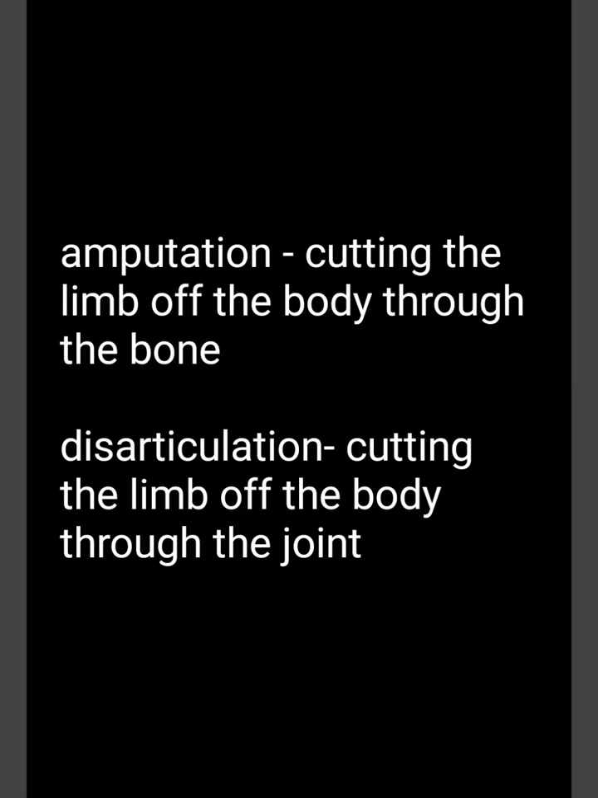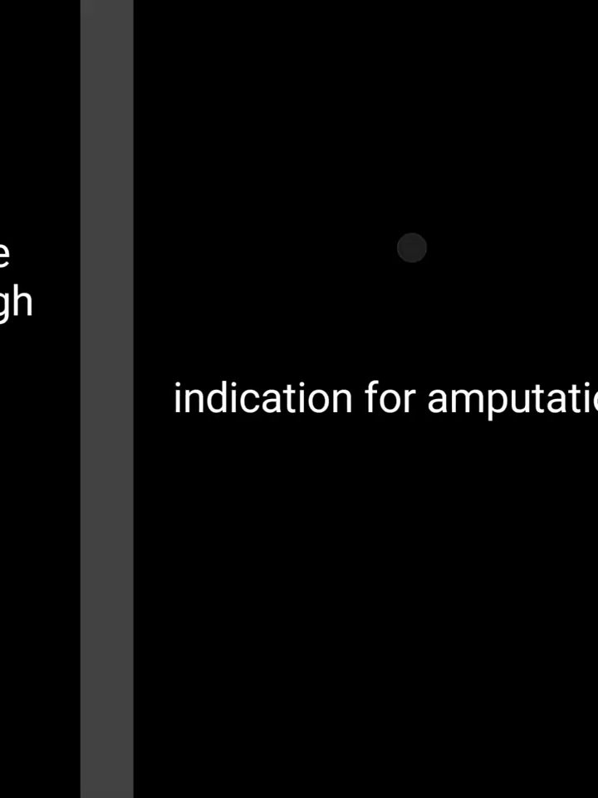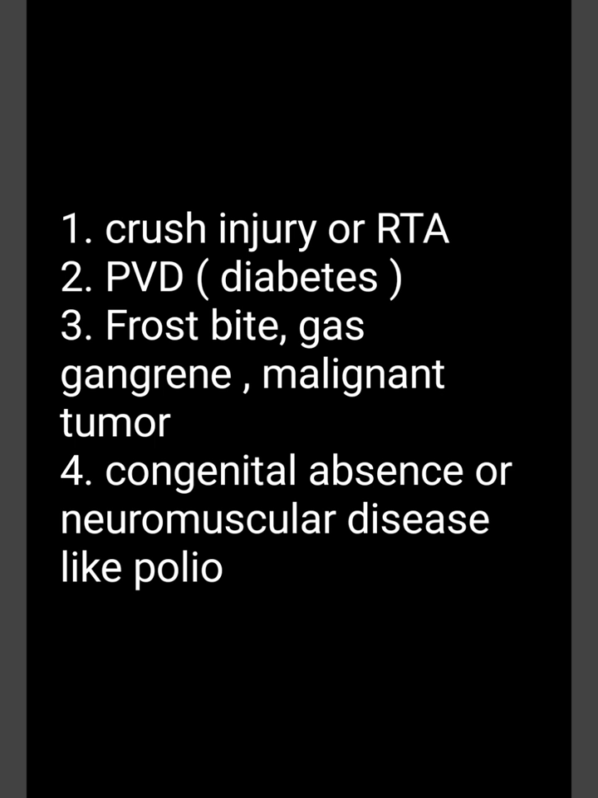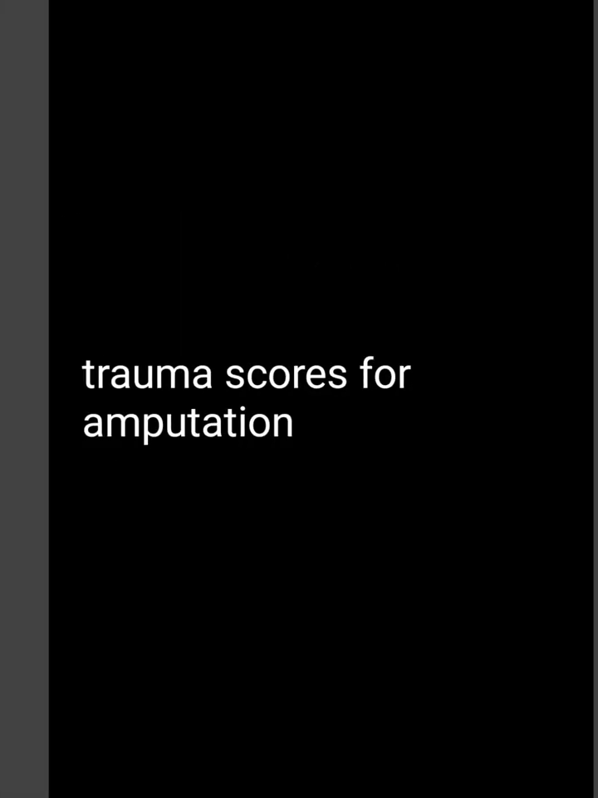Amputation and disarticulation. Amputation: cutting the limb off the body through the bone. Disarticulation: cutting the limb off the body through the joint. Indications for amputation. 1. Crush injury or RTA. 2. PVD, diabetes. 3. Frostbite, gas gangrene, malignant tumor. 4. Congenital absence or neuromuscular disease like polio.